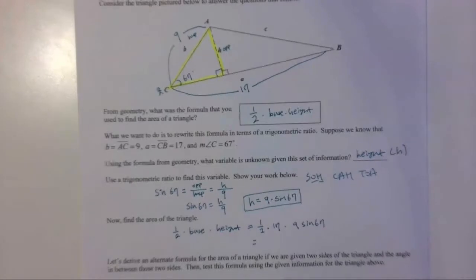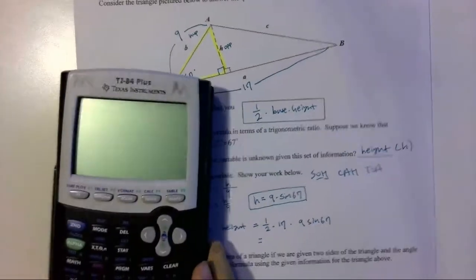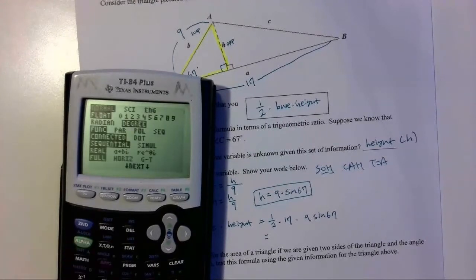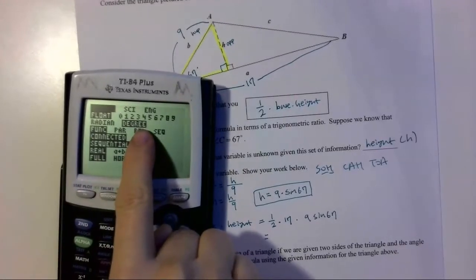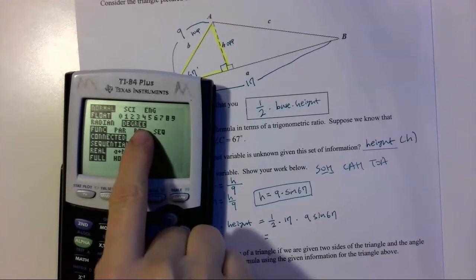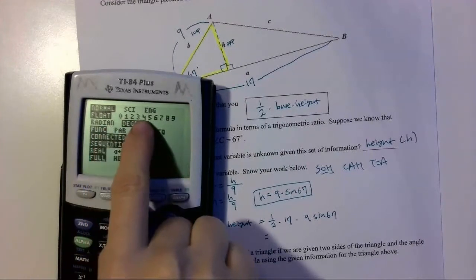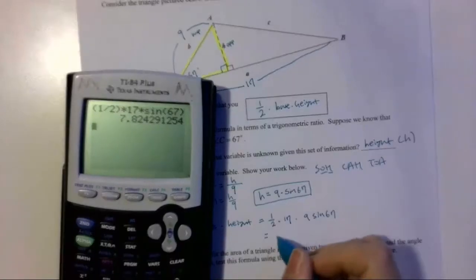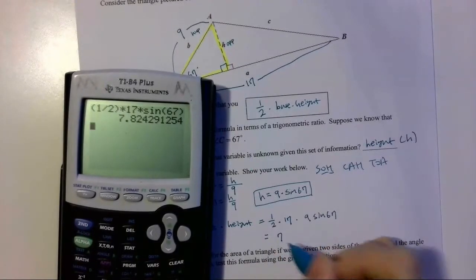So all we have to do is plug that in our calculator. If you use a regular calculator like I do, make sure you go to mode, and it must be in degree mode. If you borrow your sibling's or someone else's, it might be in radian mode. So make sure you go back to degree mode. We're going to talk about what radian is later. So I'm going to plug it in. Half times 17 times sine of 67. Make sure to close the parentheses. I get 7.